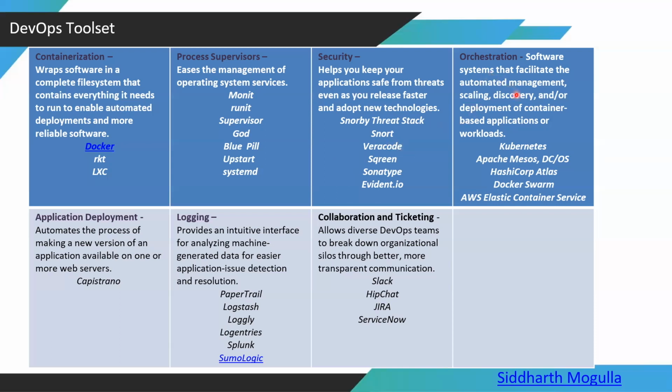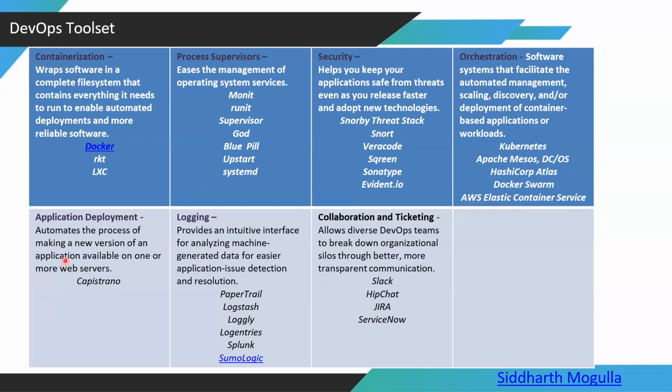Coming to orchestration, you can use Kubernetes, Docker Swarm, HashiCorp Atlas, Apache Mesos, and Elastic Stack. In AWS, you have the Elastic Container Service, and ECR is the Elastic Container Registry. In Azure, you have Azure Container Registry. I'm sorry about the mix-up in those wordings.